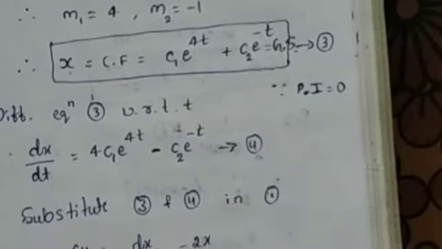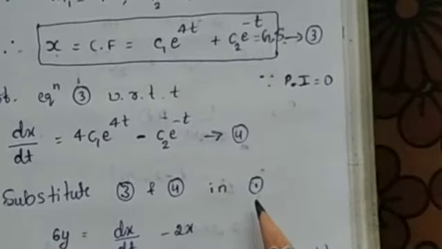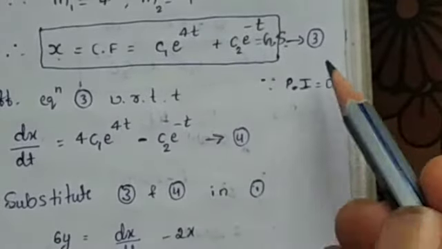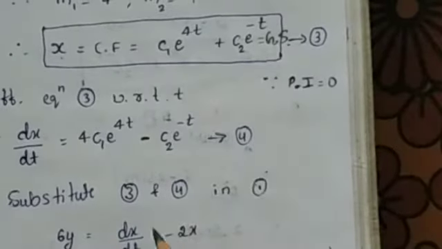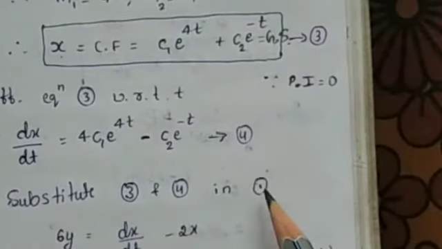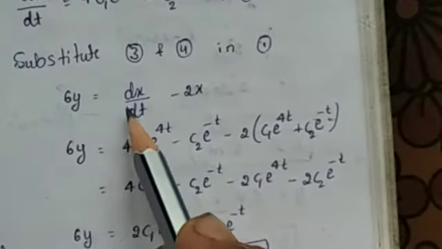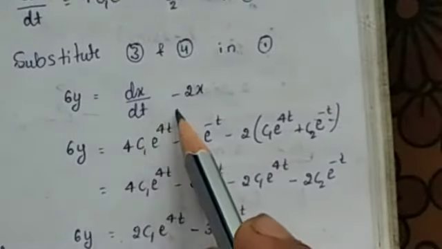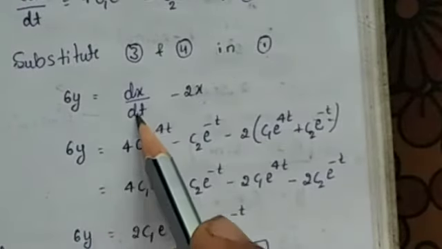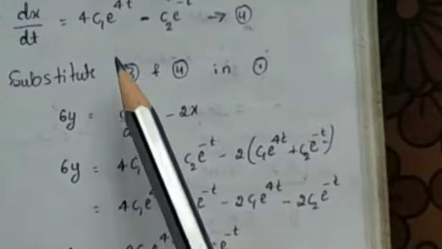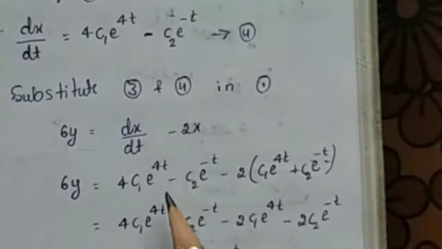Okay, then substitute equation 3 and equation 4 in equation number 1. If this is called equation 3, this is equation number 4. Substitute 3 and 4 in 1. This is equation number 1: 6y equal to dx by dt minus 2x. So 6y equal to dx by dt, which is 4c1 e to the power 4t minus c2 e to the power minus t.